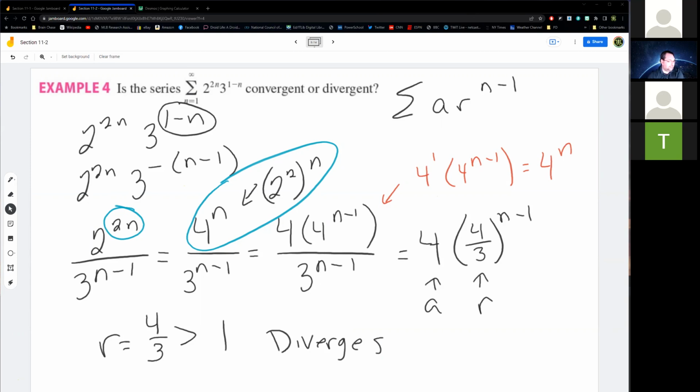So in this case, we don't need to do the A divided by 1 minus R because R is already bigger. It's going to infinity. The only time we have to do the A over 1 minus R is when we're looking for the value it converges to. Since this doesn't converge, I can't do that.